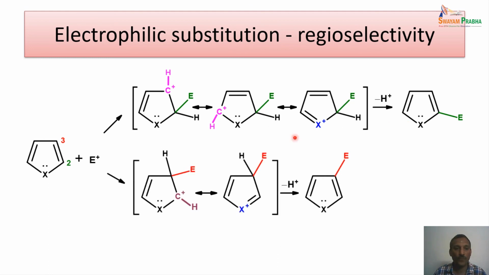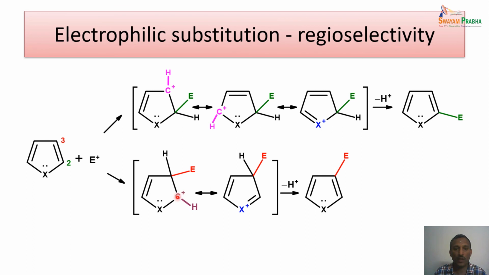Whereas if the electrophile adds to the 3 carbon, because these two are equally possible places for the addition, so addition of electrophile at 2 gives this product, whereas if the electrophile is added to position 3, then we get a carbocation on the position 2.